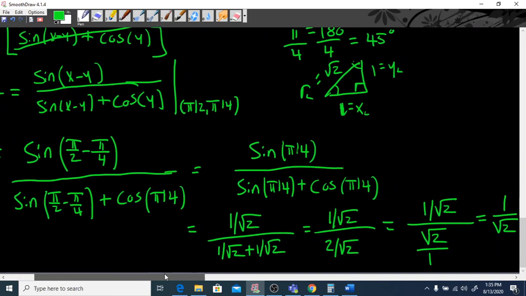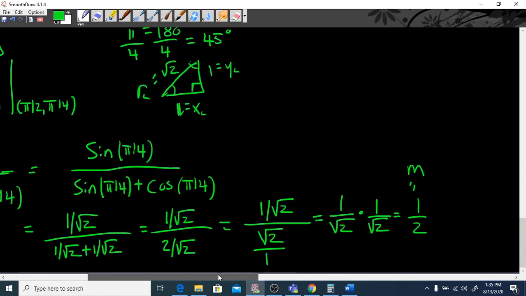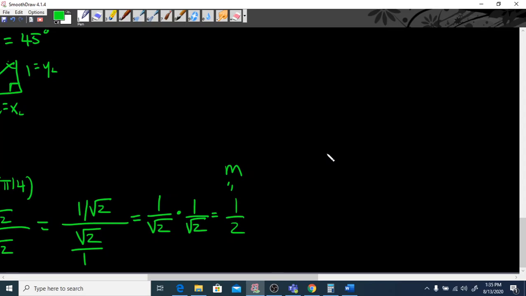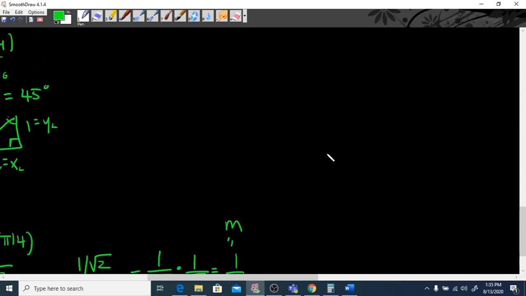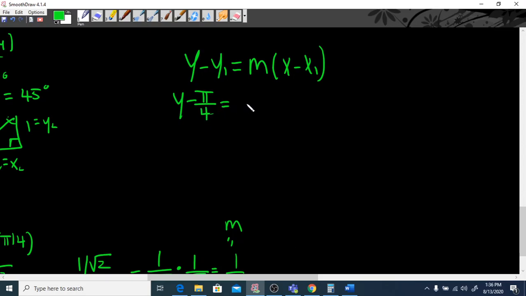Okay. It looks like I'm all the way down at the bottom here, so I guess I will go up a little bit. So we have everything we need because we know what y1 is. We have the slope, we just calculated it, and we have x1. So we get the following line, y minus pi over 4 equals 1/2 times x minus pi over 2. So there's my point slope form.